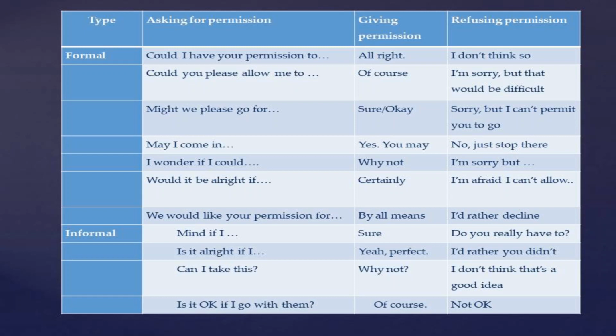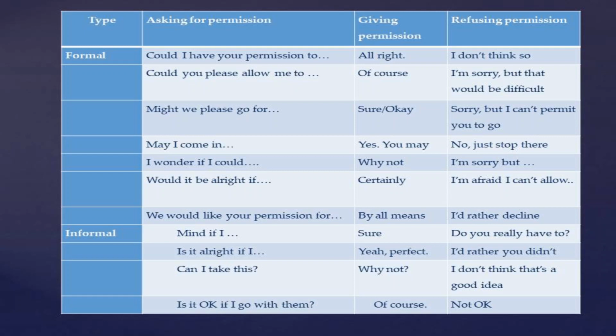How could you accept the permission and give them the permission? The normal way is all right, of course, sure, okay, yes, you may. Why not? Certainly, by all means, sure. Yeah, this is one expression that most of the students have picked up, maybe by introducing yourselves to the internet and films and all that. But yeah is a very informal way of saying yes.